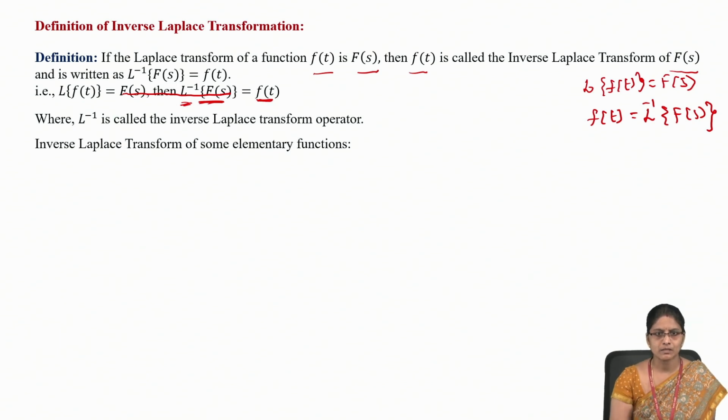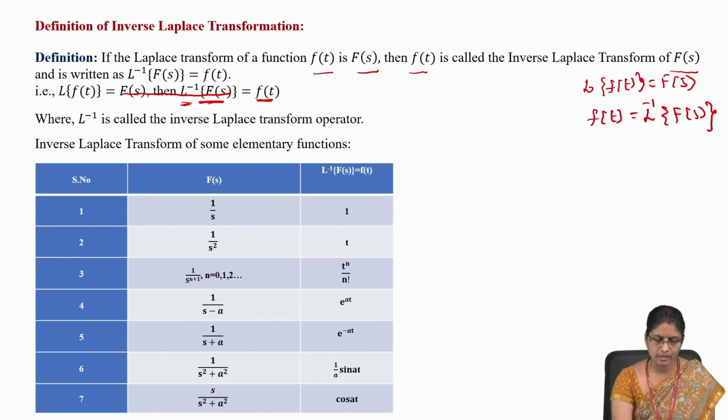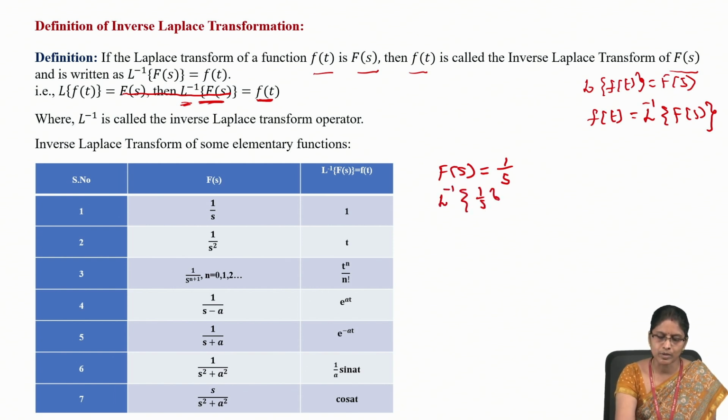Now we discuss inverse Laplace transform of some elementary functions. We are taking the basic elementary functions like constants, exponentials, sine and cosine functions that have already been transformed using Laplace transform. Now we are finding their original time based functions by applying inverse Laplace transform. F of s is equal to 1 by s. We have to find the inverse Laplace transform of 1 by s. L inverse of 1 by s is equal to the constant 1. That is, the inverse Laplace transform of 1 by s is the constant function 1.